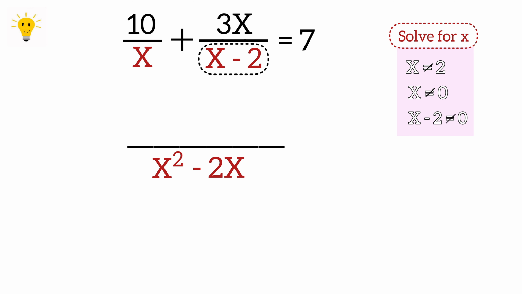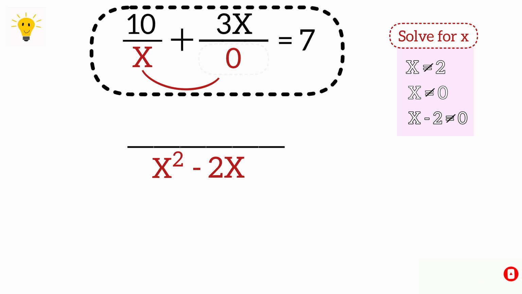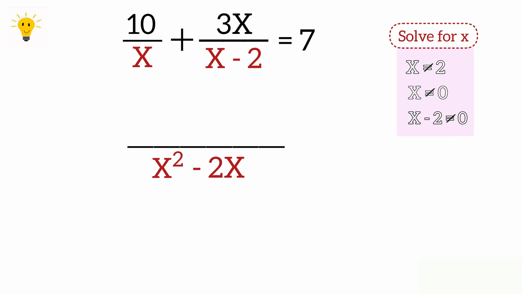Another one is x minus 2 cannot be equal to 0. If it was equal to 0, then x multiplied by 0 is 0, which makes this undefined. So if somebody is asking you the values of x that will make this equation undefined, you would know that it is those values that will make the denominator to be 0.